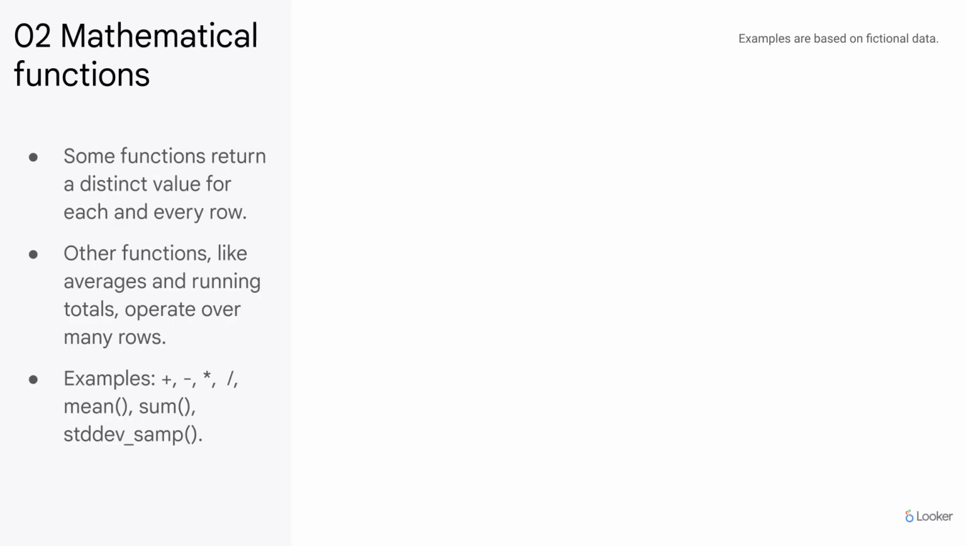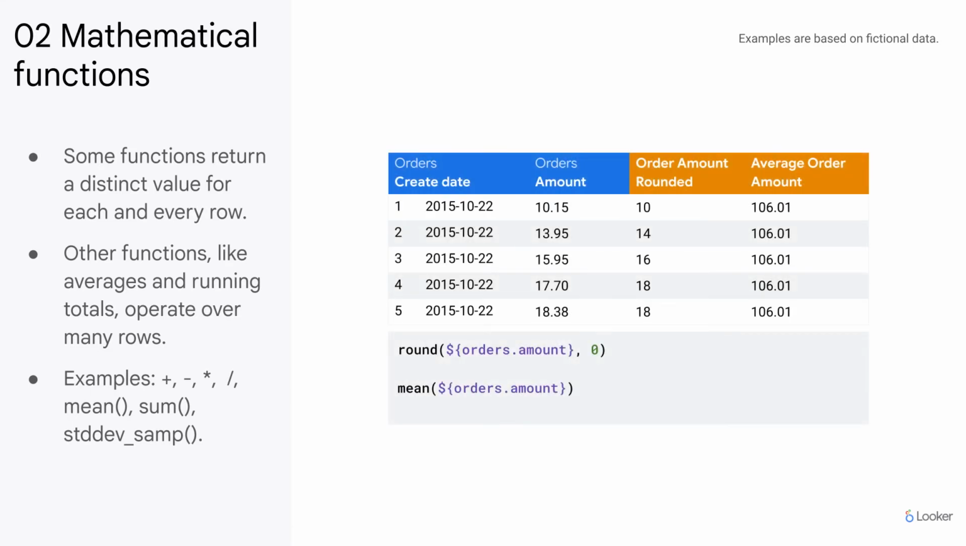With mathematical functions in Looker, you can apply any kind of math on numeric values such as arithmetic, averages, sums, even running totals and standard deviations. In this example, the order amount rounded table calculation is rounding the amount measure to the nearest decimal with 0 places. In other words, the nearest integer. While the average order amount table calculation is calculating the mean of all the amount values.